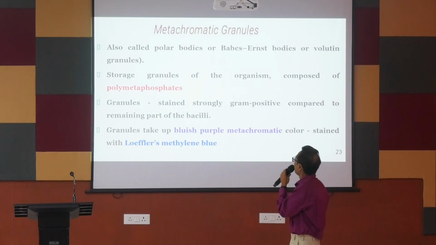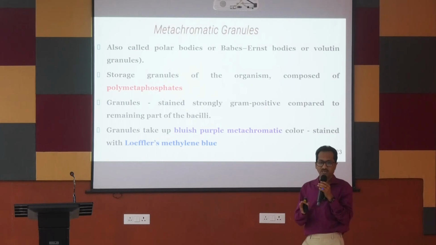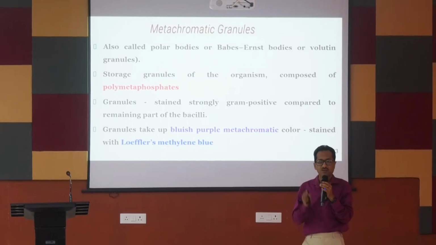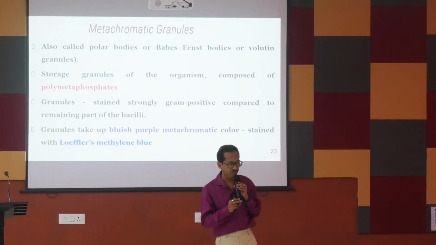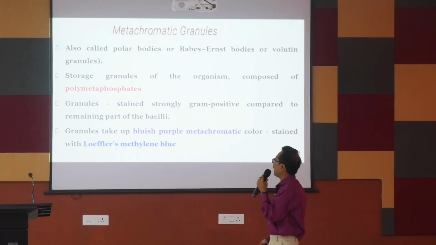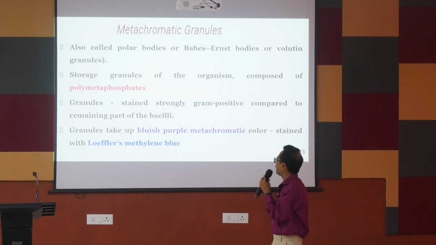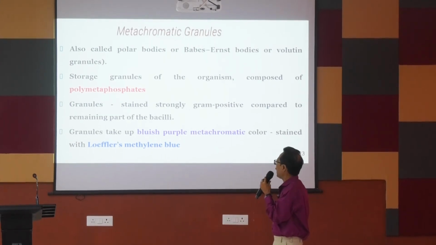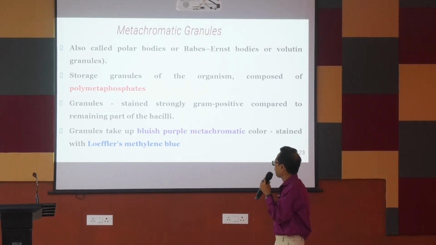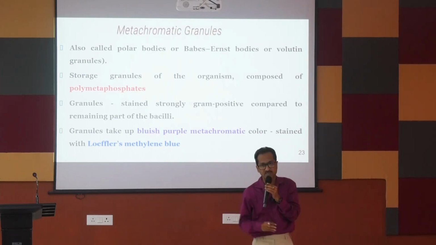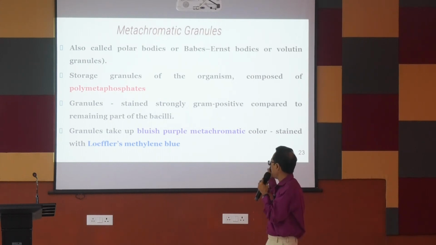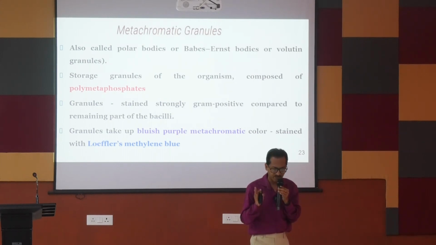Now the metachromatic granule, a short note can come. The metachromatic granule is one of the most important identification points of Corynebacterium diphtheriae. When you do a specific stain for Corynebacterium, they consist of polymetaphosphates. So they are also called polar bodies or Babes-Ernst granules. They are composed of polymetaphosphates. They stain strongly gram-positive compared to the remaining part of the bacilli. They are a bluish purple metachromatic color when stained with a specific stain.